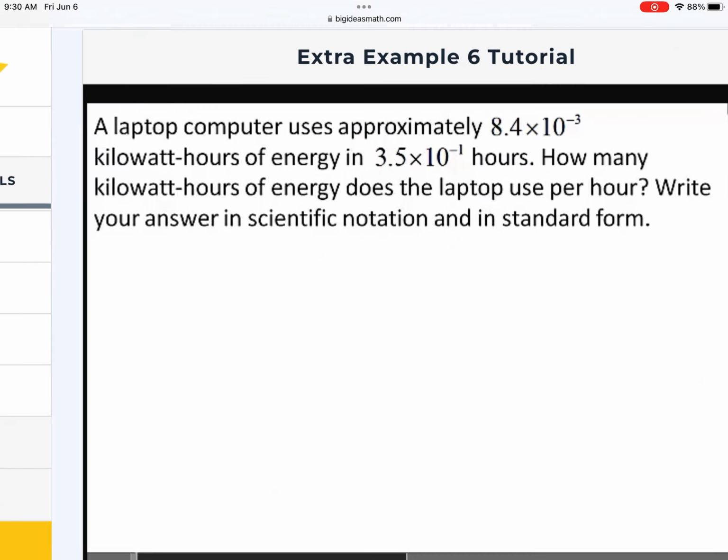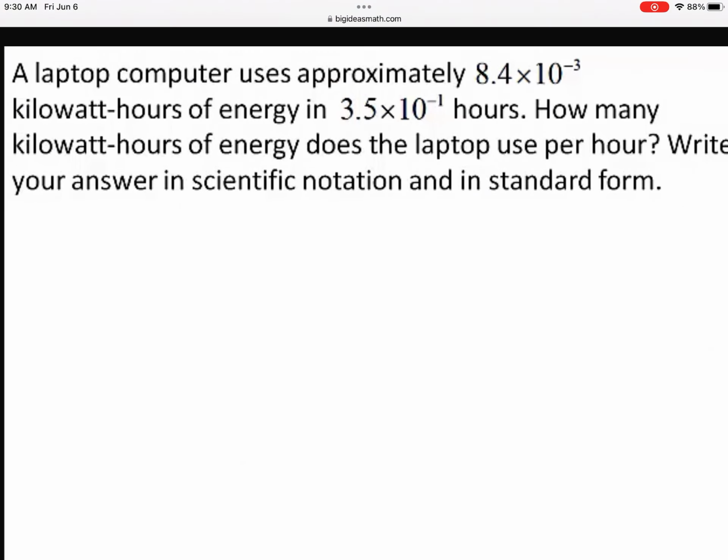A laptop computer uses approximately 8 4/10 times 10 to the negative third power kilowatt hours of energy in 3 5/10 times 10 to the negative first power hours. How many kilowatt hours of energy does the laptop use per hour? Write your answer in scientific notation and in standard form. Divide to find the unit rate.